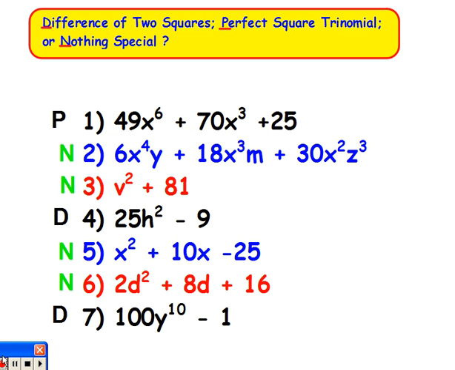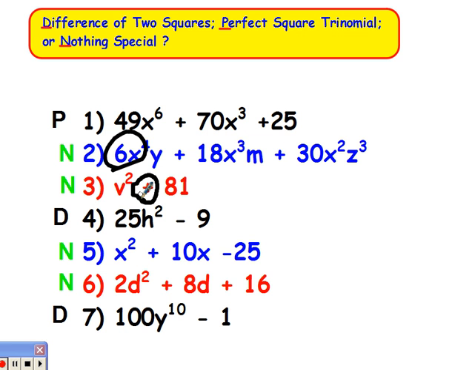And here we go. Number 1 is a perfect square trinomial. It meets all the criteria. Number 2 is neither. Now, there might be some stuff we can do, but it's definitely not a difference of 2 squares because it's a trinomial. It's not a perfect square trinomial. I don't see a perfect square right there. Okay, number 2 is nothing special.